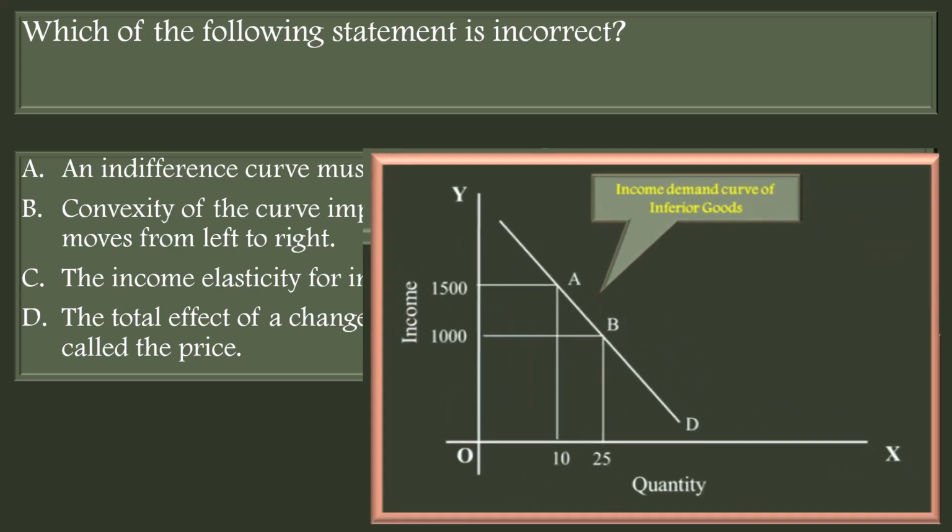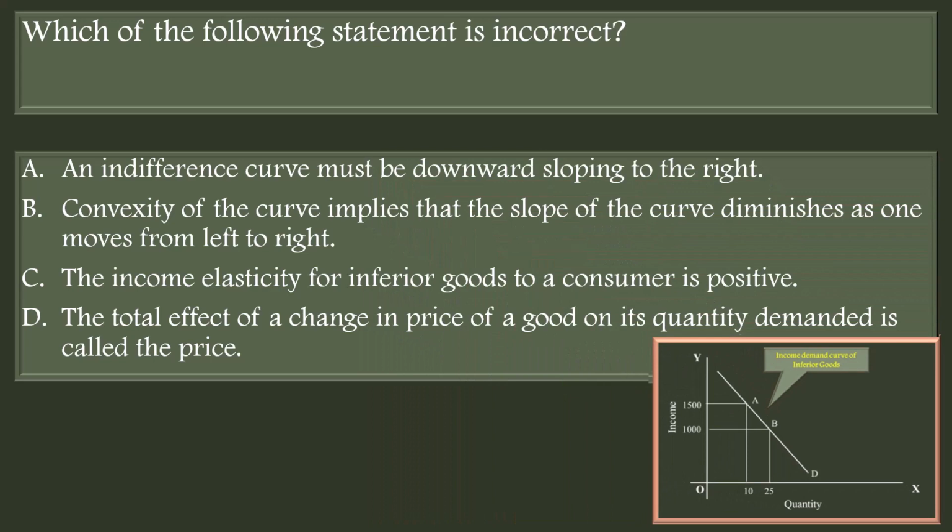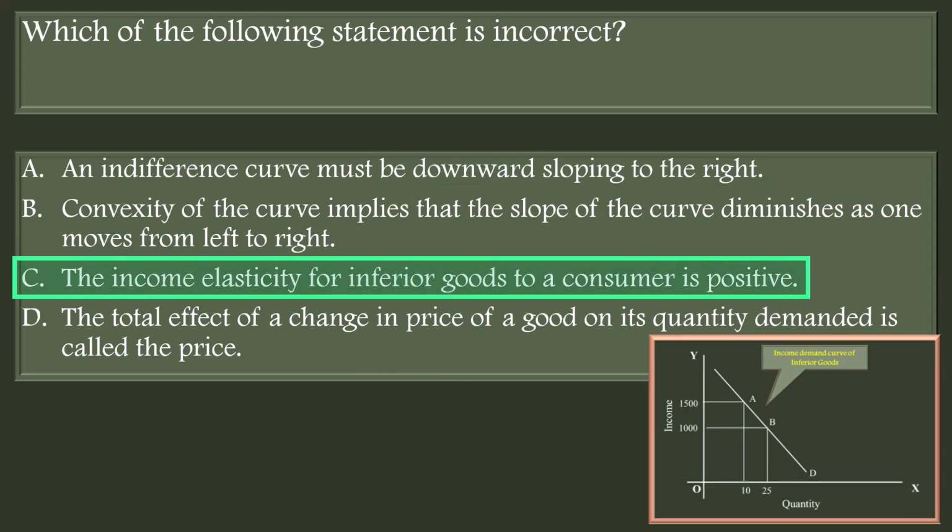Demand for inferior goods is negatively related to income. So, the elasticity of demand for inferior goods is negative. Option C is the correct choice.